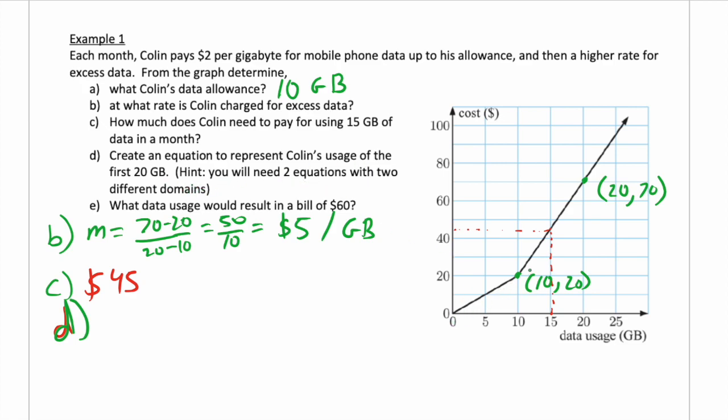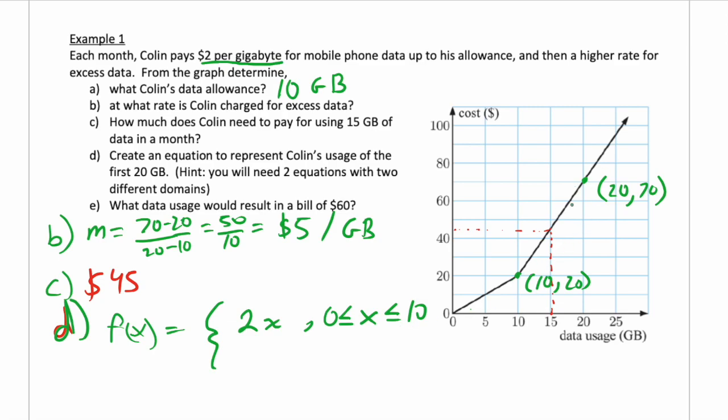Part D, create an equation to represent Colin's usage for the first 20 gigabytes. We'll need two equations, one for this line and one for this one. I don't know why we have to cut it off at 20 though, because it can keep going at the same rate after 20. But let's make the models. So it's going to be piecewise, so use this big curly bracket. First section, we know the slope is 2 because it's $2 per gigabyte, and the y-intercept is 0. So it's 2x plus 0, or just leave it as 2x, and that works from x is 0 up until 10.